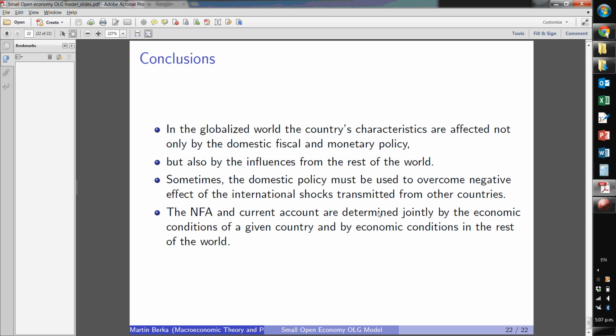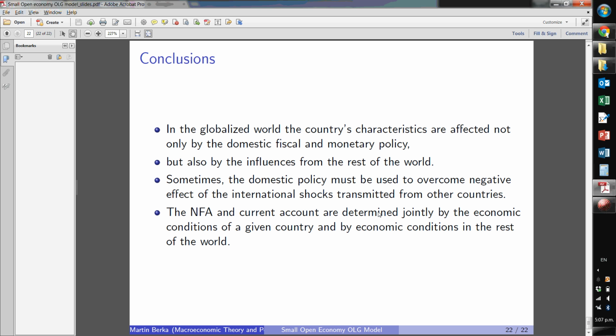In the globalized world, countries' characteristics are affected not just by domestic monetary and fiscal policy, but also by influences from the rest of the world. In our simplest model, this was simply one influence, and that is the world interest rate. But although the world interest rate is exogenous to New Zealand and to a small open economy, it is not exogenous to the rest of the world. It is determined by these two or three or five or seven big economies, which are using their own policies, and the interest rate adjusts accordingly.